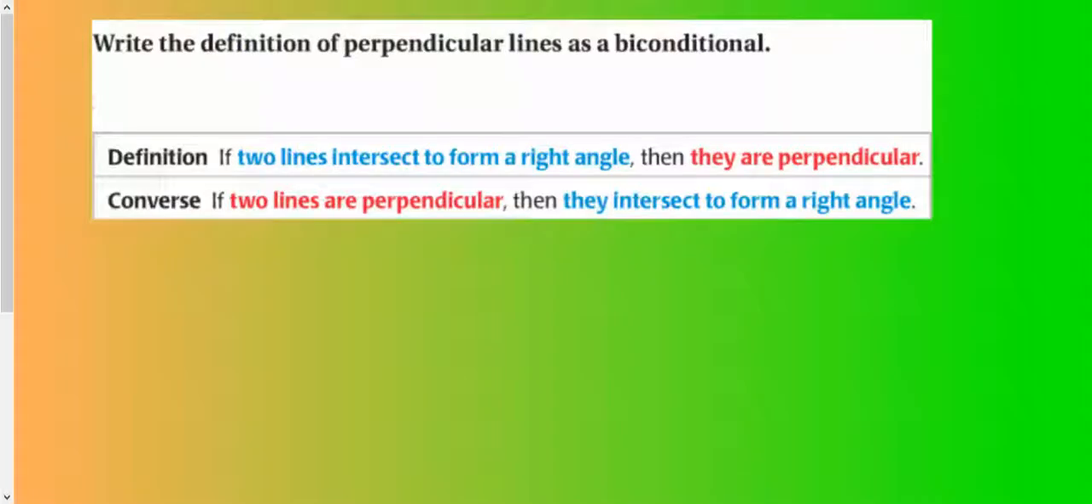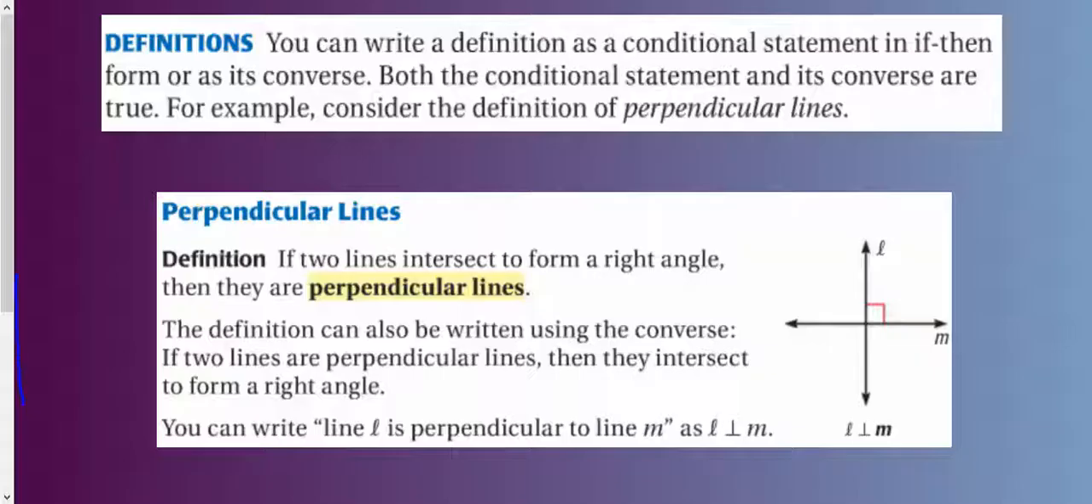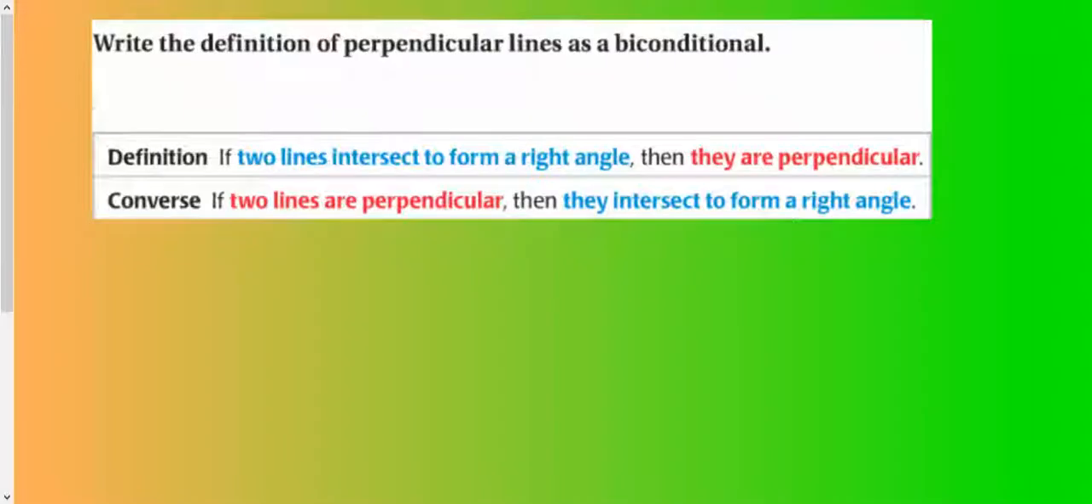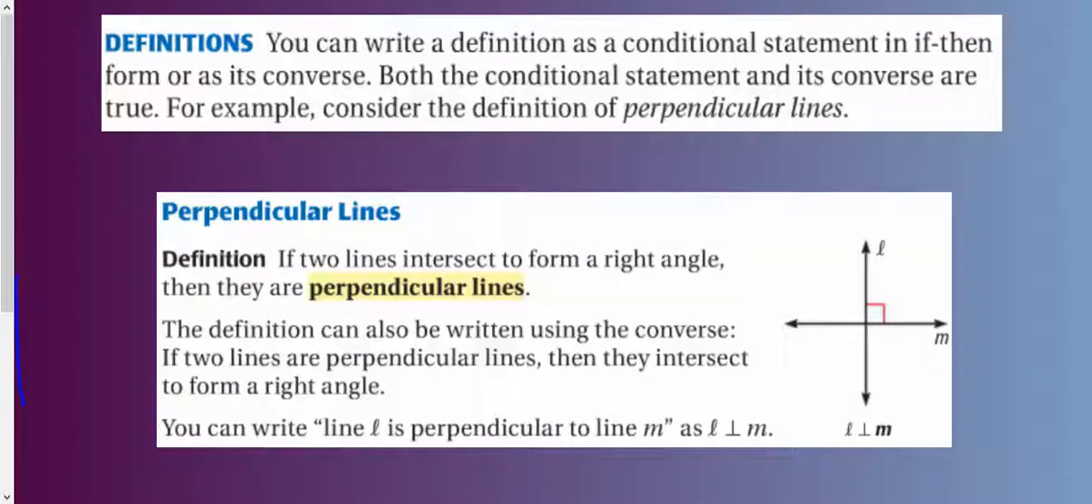Alright, and then biconditional, I believe I missed something here. Yes, biconditional. When a conditional statement and its converse are both true, this is what is called the biconditional. And we use the phrase if and only if. And they're written a little bit differently. Like I said, any valid definition can be written as a biconditional. So, two lines are perpendicular if and only if they intersect to form a right angle.